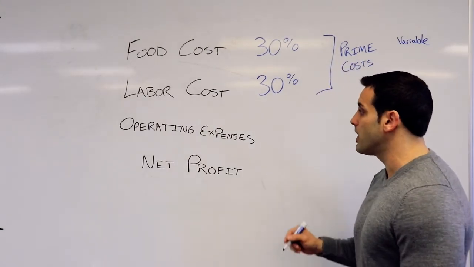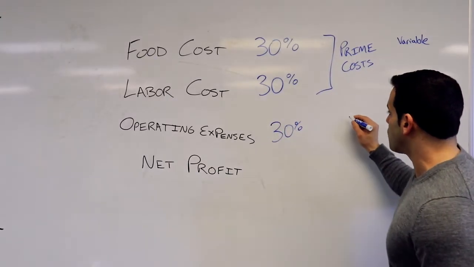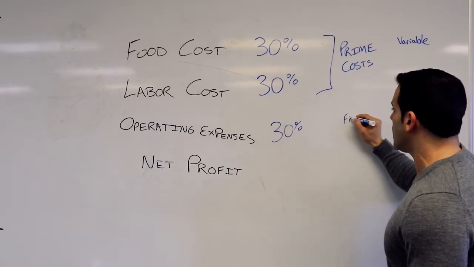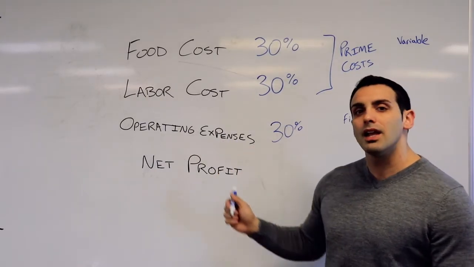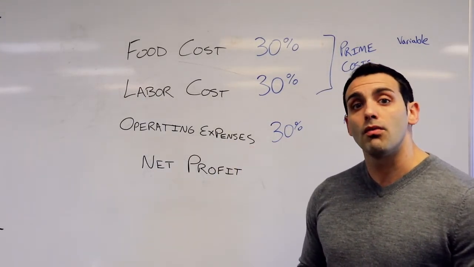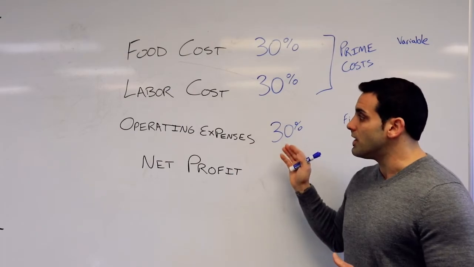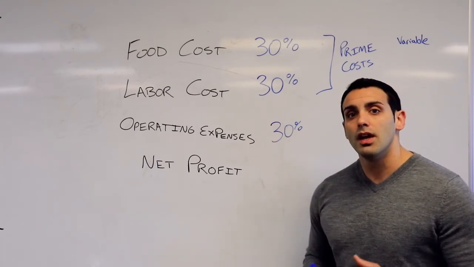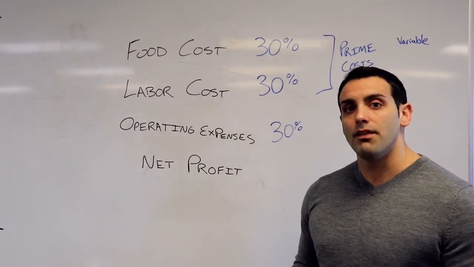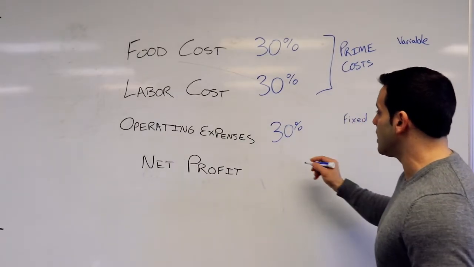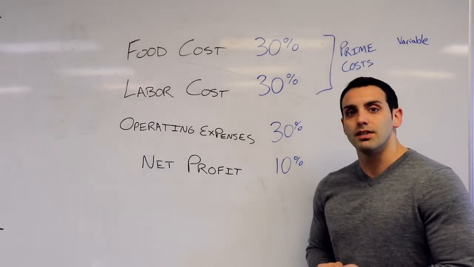So finally, we have operating expenses, and this will be right around 30% as well. And this, of course, is going to be more of a fixed cost. That's because this number will most likely remain relatively stable, regardless of whether we're selling a lot or not. So really, we want to keep these controlled and keep them as low as possible because these will be here regardless of the activity level. And of course, that leaves us with a 10% net profit, which again is not very significant.